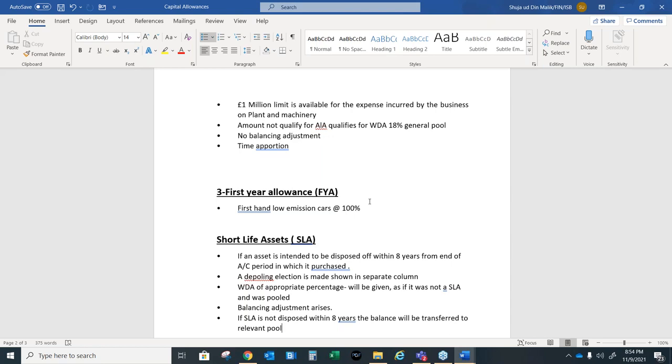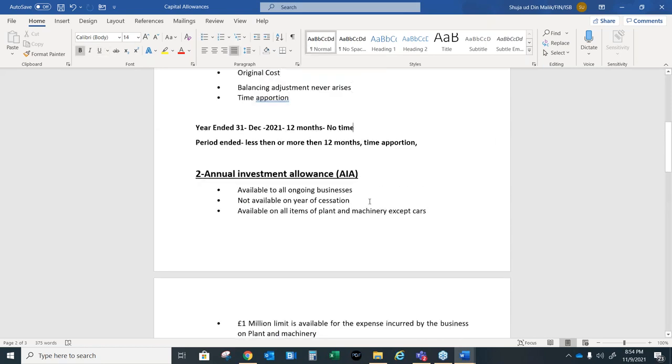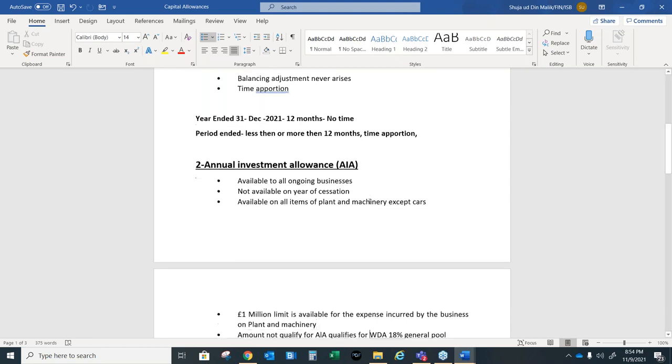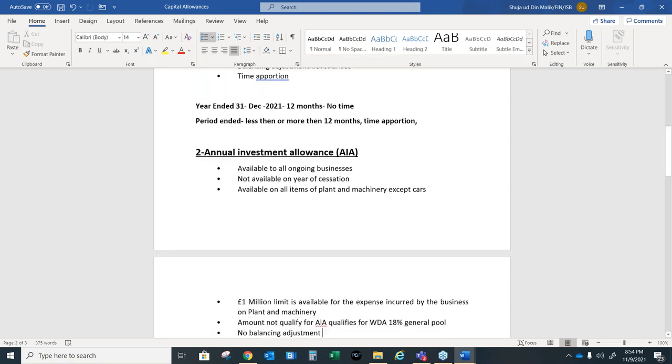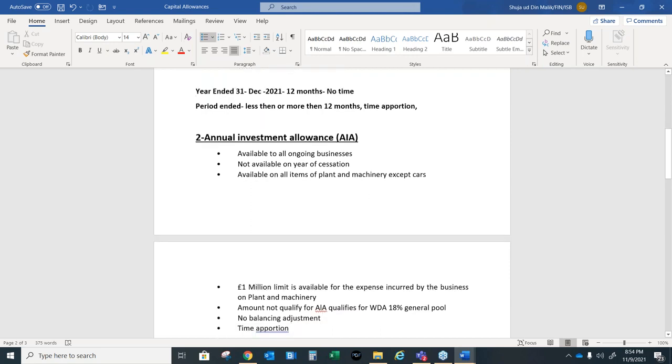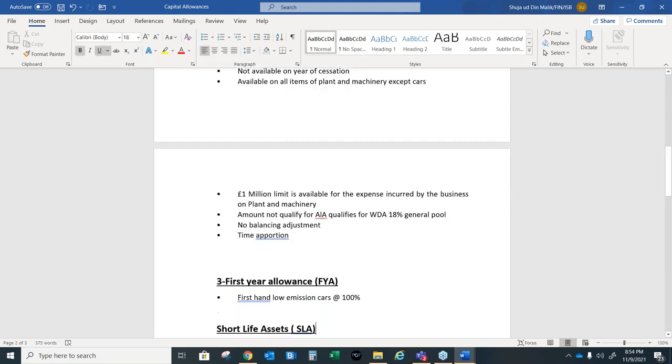And again, it is time apportioned. I will refer to what I have written here. If it is a year ended, that is 12 months, you don't apportion it. If the period ended is less than or more than 12 months, then you will time apportion it. Again, this is a very common mistake that students make in P6, as they do not revise the TX content. They simply forget when to apportion and when not to apportion. I hope it is clear.